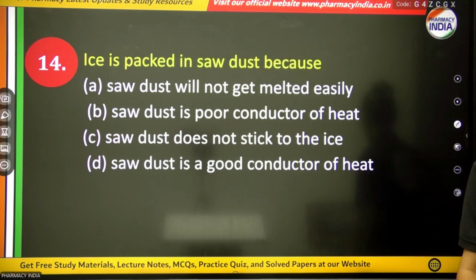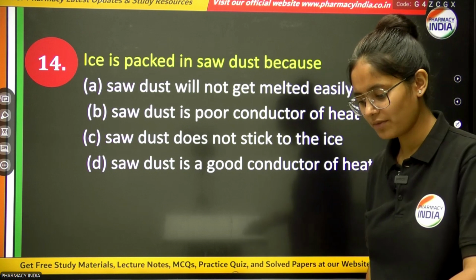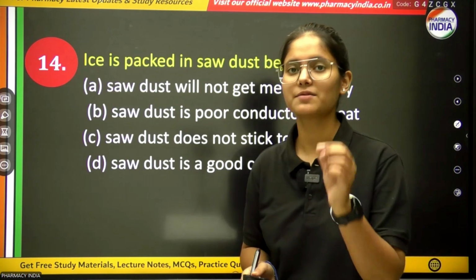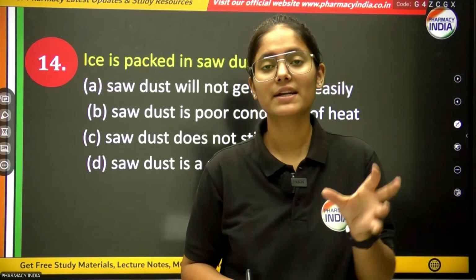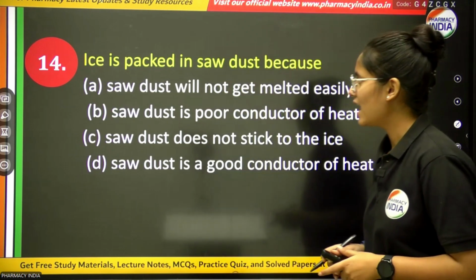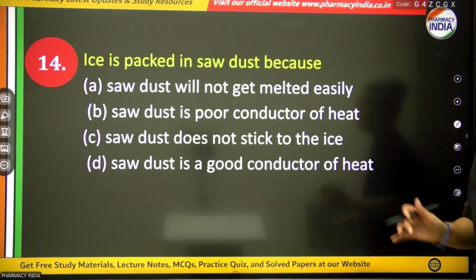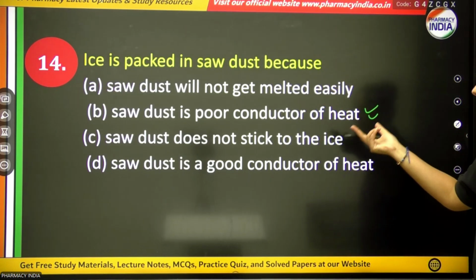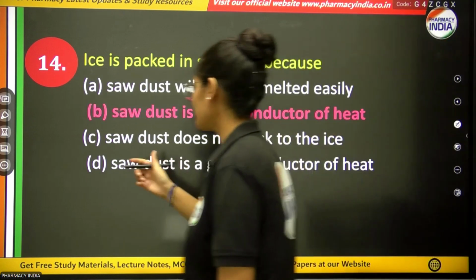Okay. Next question. Ice is packed in sawdust because sawdust will not get melted easily, sawdust is a poor conductor of heat, sawdust does not stick to the ice, or sawdust is a good conductor of heat. So it is a question of your common sense. Clear? So what is sawdust? Basically, sawdust is a waste material that is produced from woodworking. Clear? And it is a very poor conductor of heat. This is the reason why ice is packed in sawdust, to save it from melting. Clear? So the correct option will be second.